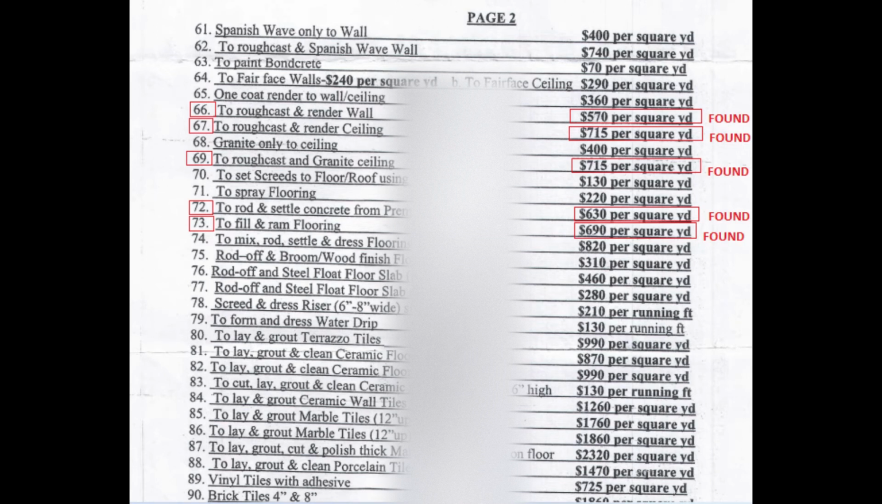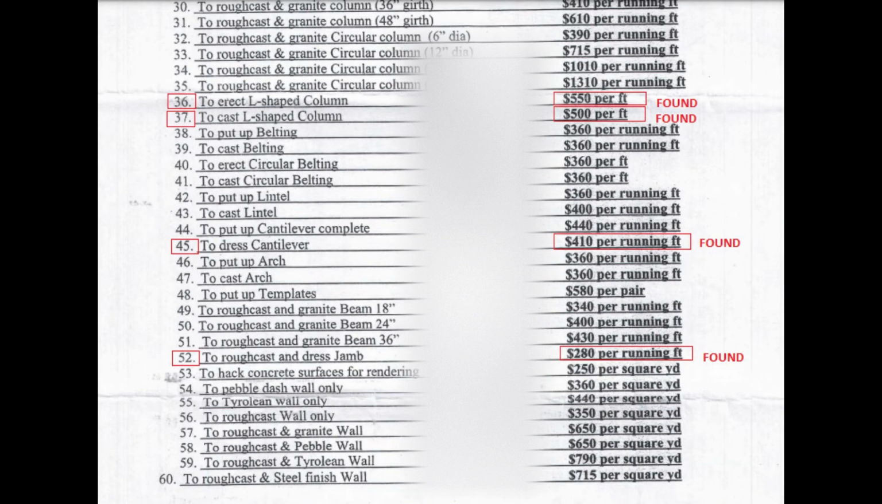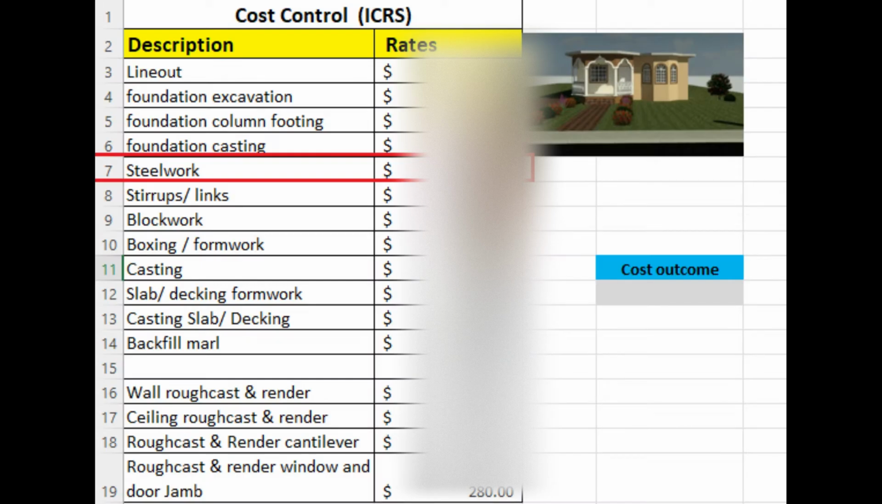To rough cast and render walls, number 66. To rough cast and render ceiling, number 67. To dress rough cast and render the cantilever is number 45. And to rough cast and render jambs, door jambs, window jambs, etc. is number 52. So these are the rates that I have swapped out. As you see here on my cost control sheet, one of the first conversions that I have to do is for the steelwork.